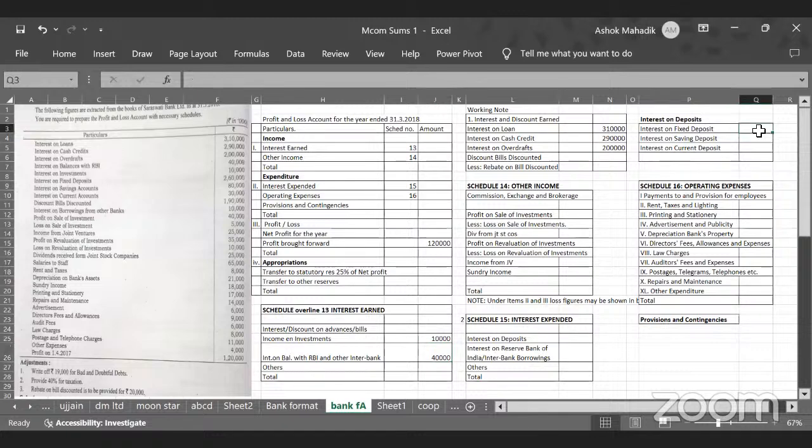Okay, so interest on FD, how much are we paying as interest on FD? 2,60,000. I hope I'm correct with these figures. Then interest on savings account, 50,000. Next, interest on current account, almost 30,000.